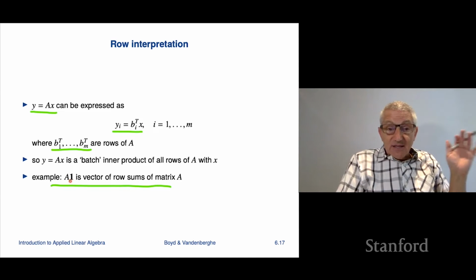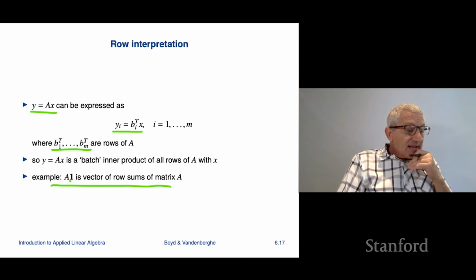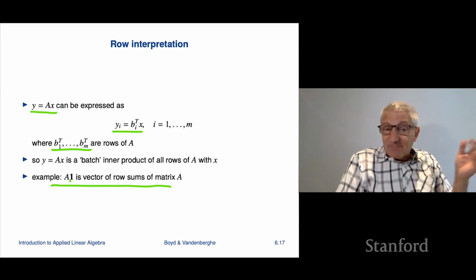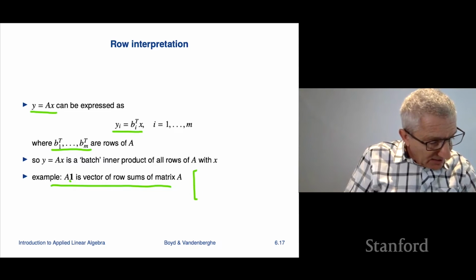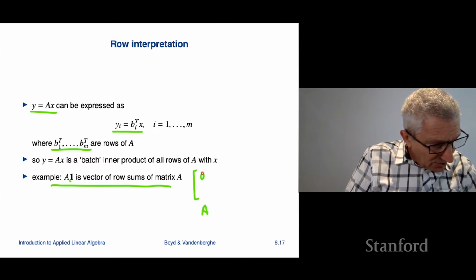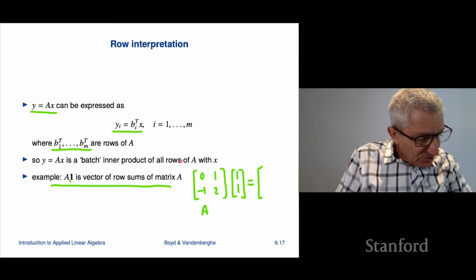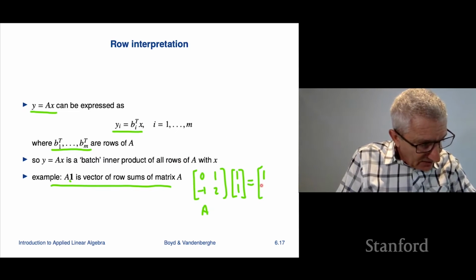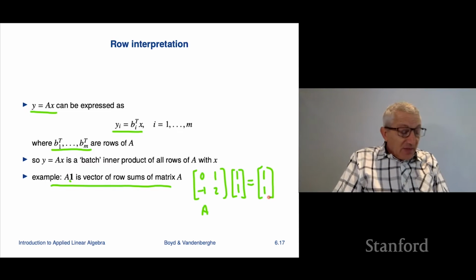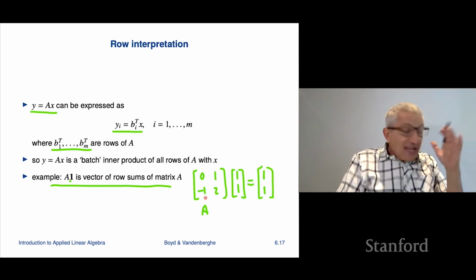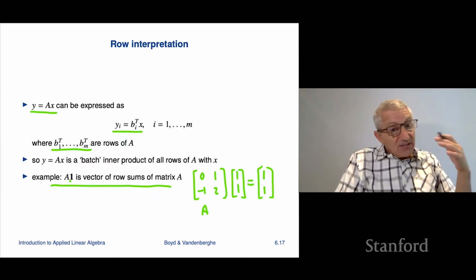Bold 1 is the vector with all entries 1. Then that gives you a vector, and it gives you the row sums of A, right? So, for example, if I have a matrix A is [0, 1; -1, 2], then if I multiply that by [1, 1], the first entry I get is 1 here, and down here I get 1, right? This 1 is the sum of the first row. This one is the sum of the second row, right? So when you see A1, you should be thinking, okay, that's row sums.